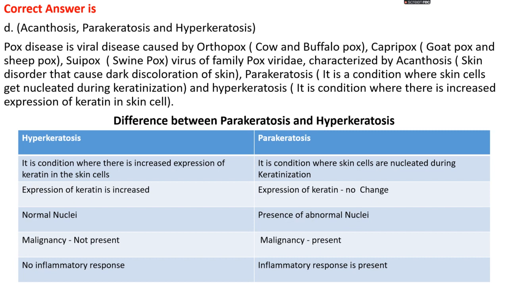Normal nuclei are present in hyperkeratosis, while in parakeratosis there are abnormal nuclei. Malignancy is not present in hyperkeratosis, while malignancy can be present in parakeratosis. Inflammatory response is absent in hyperkeratosis, while inflammatory response is present in parakeratosis.